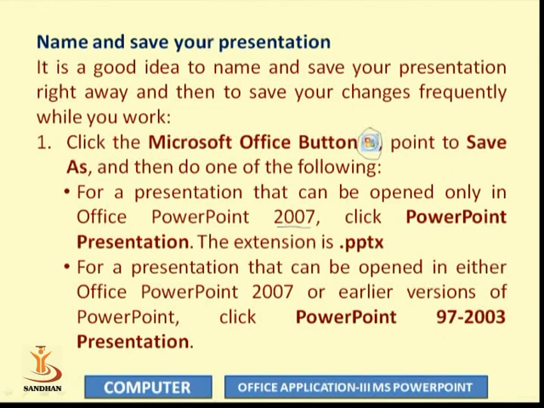For a presentation that can be opened in either of the previous versions, because we are using 2007, and if you have a PowerPoint presentation created in 2003 which you want to open in 2007, that also you can do. So for that you can use this earlier versions of PowerPoint, that is PowerPoint 97-2003 Presentation. Select that, give the name and save.